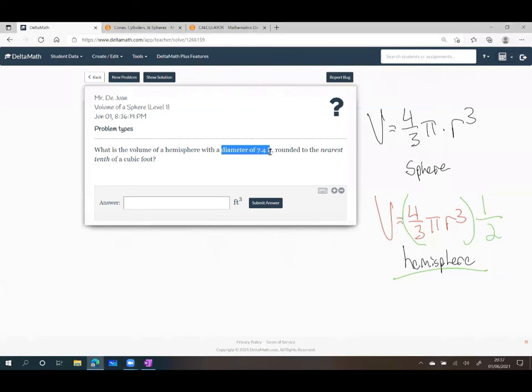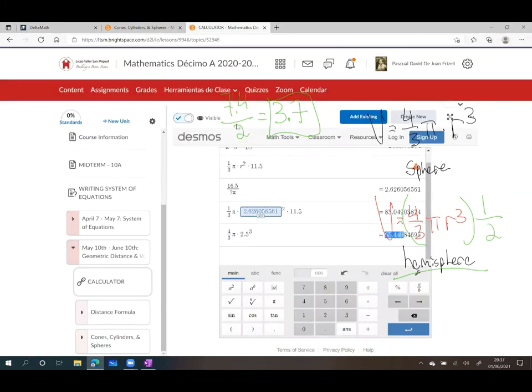The diameter is 7.4. Well, what is the radius if our diameter is 7.4? 7.4 divided by 2, which is going to give us 3.7. Yeah, so 3.7 is what we have for our radius. So using 3.7, we're just going to type back in the calculator the actual equation, but we're going to change 2.5, which was our R value, for 3.7.